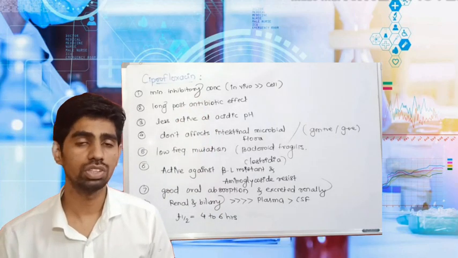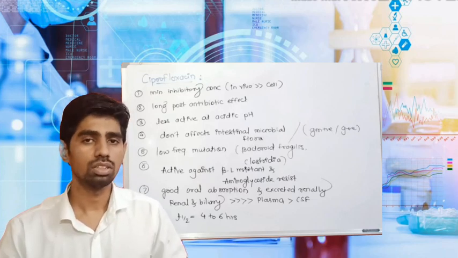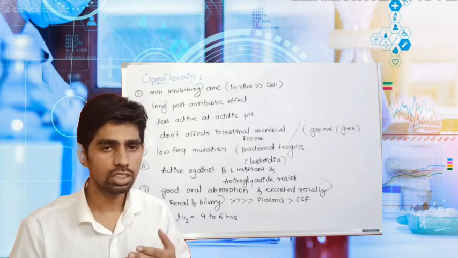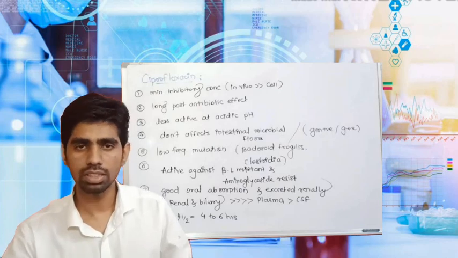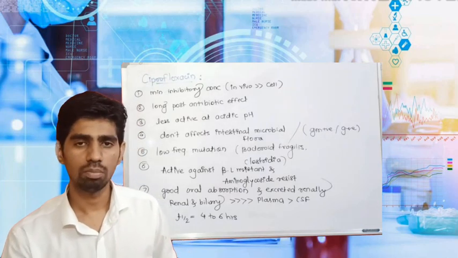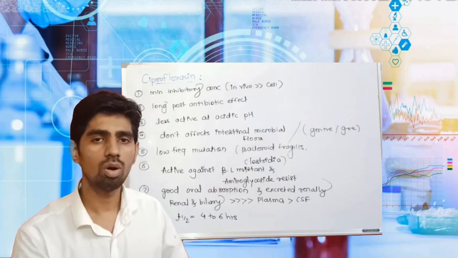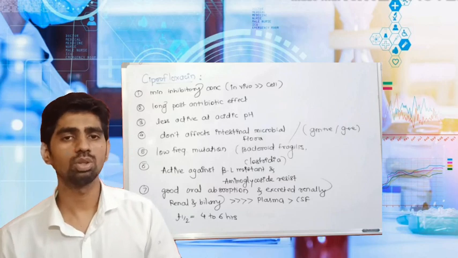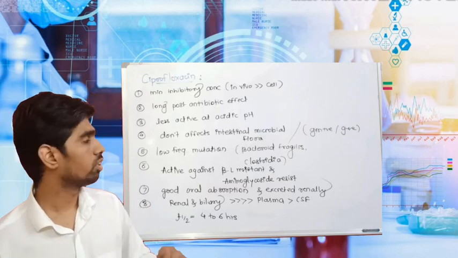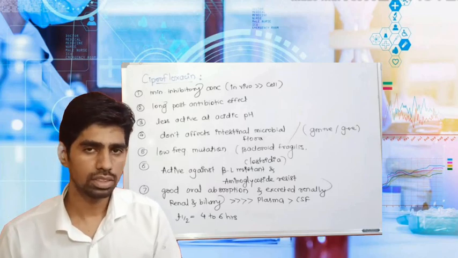The second important feature is long post antibiotic effect. Means once the drug has been given and it has moved out of the body, but still the damage it created against the infectious microorganism remains or exists for a longer time, that is known as the post antibiotic effect. The third important feature is it is less active at acidic pH.